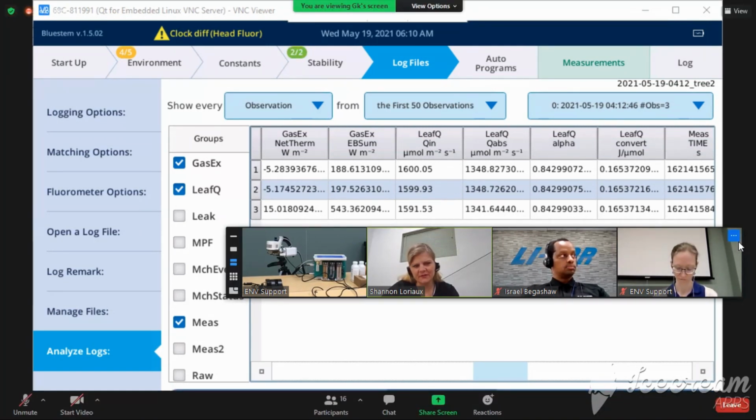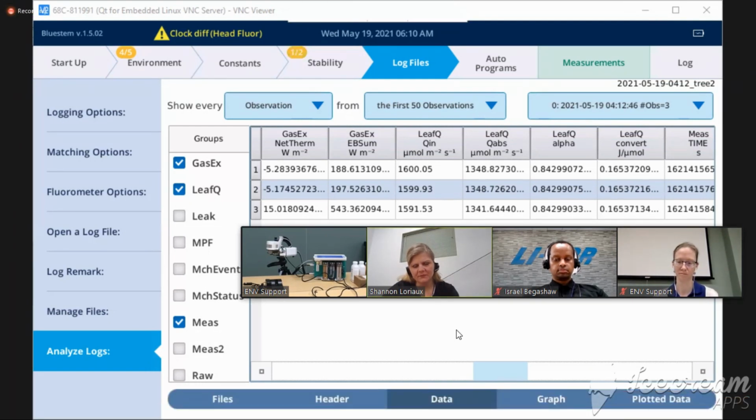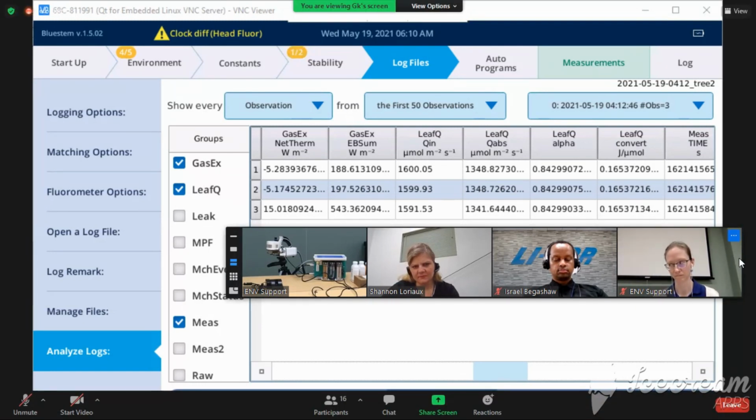Do you think this tree was stressed at all? You said you took it earlier today. Not early, it's around 11. Around 11, okay. It was a sunny day. It was sunny.